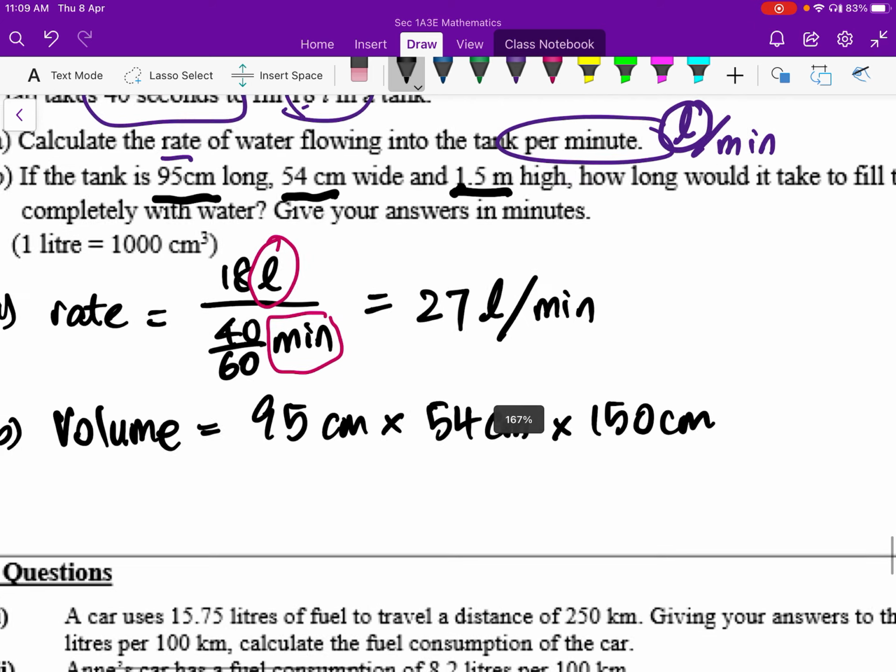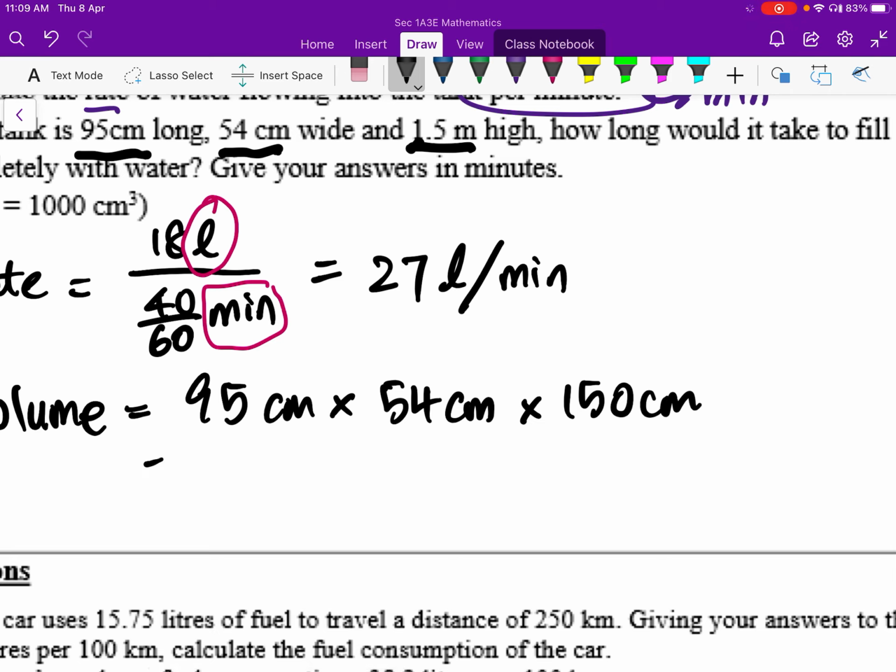So like I said, the units, you can treat them like algebra. Let's multiply the numbers, because in algebra we also multiply the numbers together. So 95, 54, 150. 769,500. What about the units? cm times cm times cm. What does your algebra tell you? If you have a times a times a, yeah, power 3, a cubed, right? Now cm times cm times cm, you get cm to the power 3. This is what is happening. Now this is in cubic centimeters.